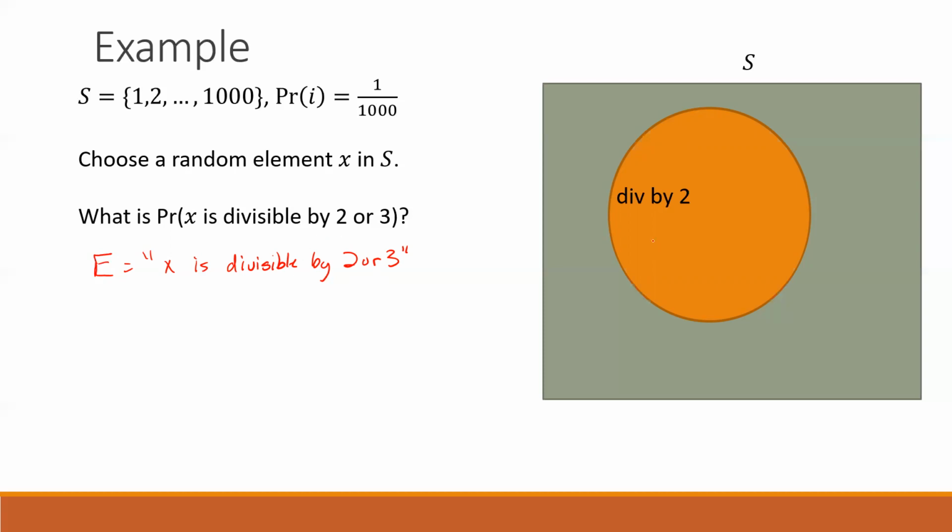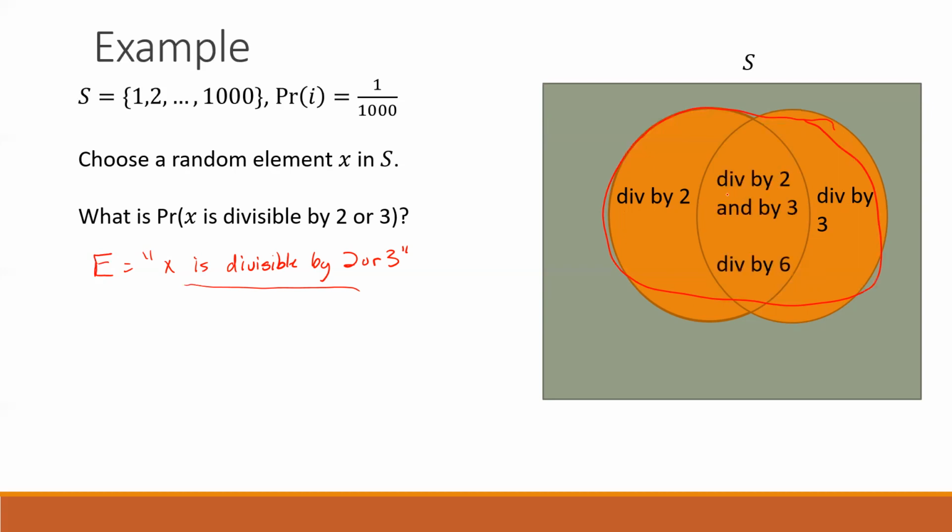So I could take the set of all the elements that are divisible by 2, and then I can take the set of all the elements that are divisible by 3. And then I can take the union of those 2 sets as my event, right? So this event is equivalent to all of the elements in here. Of course, if we look at the intersection of these 2 sets, we have elements that are divisible by 2 and by 3. So an element that's divisible by both 2 and 3 is divisible by 6, right?